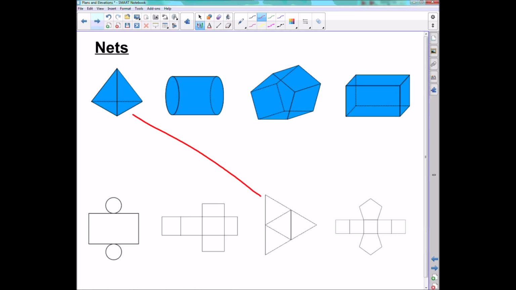The cylinder next to it has circles on the end, so it must be the net that has the circles. The next shape then is what we call a pentagonal prism, because it's a pentagon on the end. And the only net that has pentagons is this one over here. And that finally leaves me with the cuboid, which is made up purely of rectangles, maybe a square in there as well, but that is that net there.